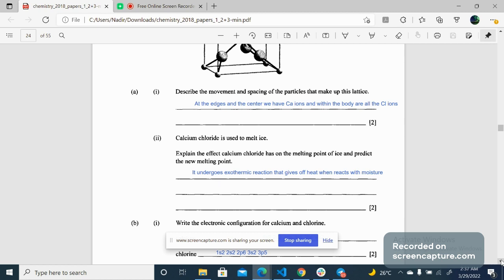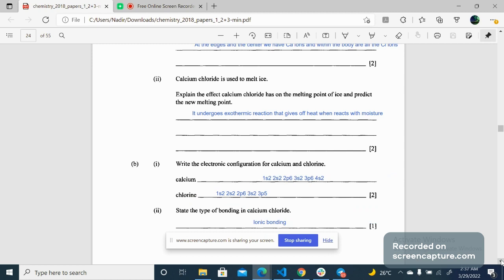Okay, all right. Now we have moved to subsection B and then to part 1 of the subsection. We have been asked to write the electronic configuration for calcium and chlorine both. So first, for calcium, we know that calcium has 20 electrons because it also has 20 protons. In order to be electrically neutral, the positively charged protons need the negatively charged electrons in the same number. Only then can it be electrically neutral or stable. So this calcium has 20 protons, so it has to have 20 electrons.